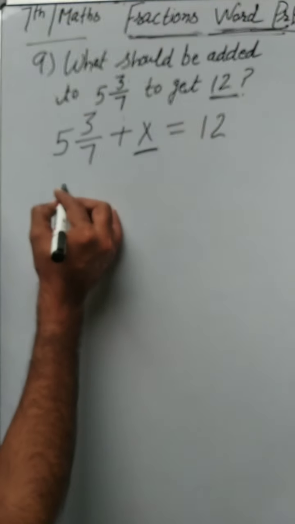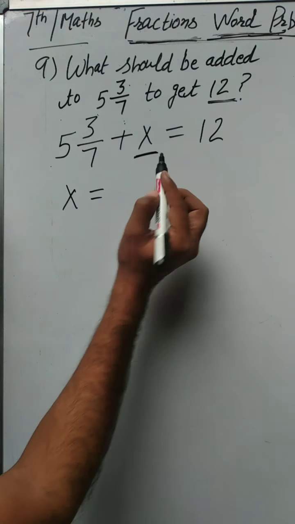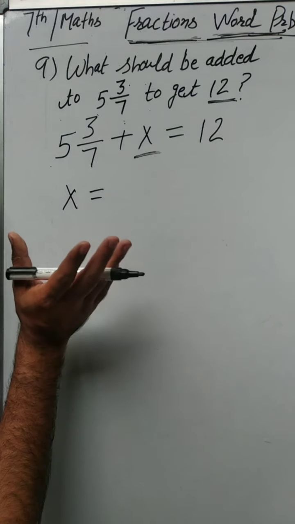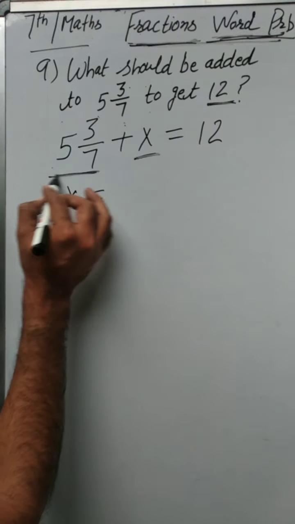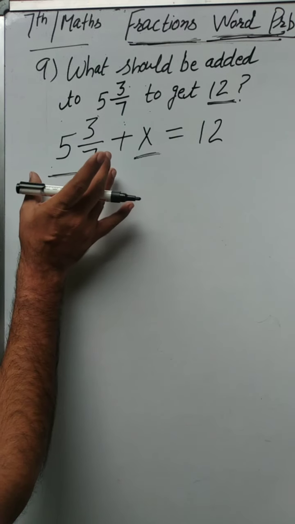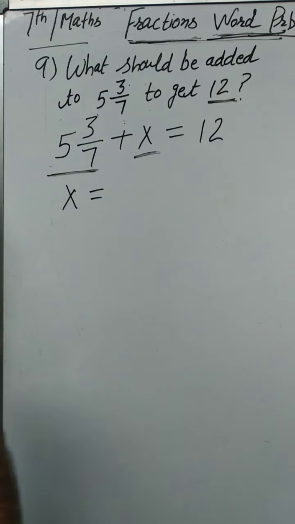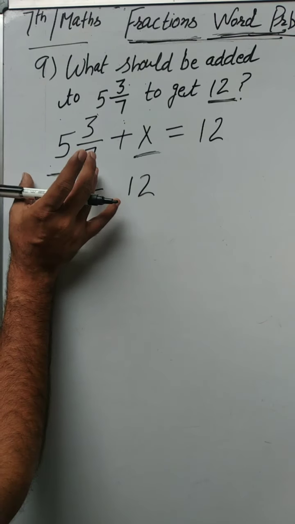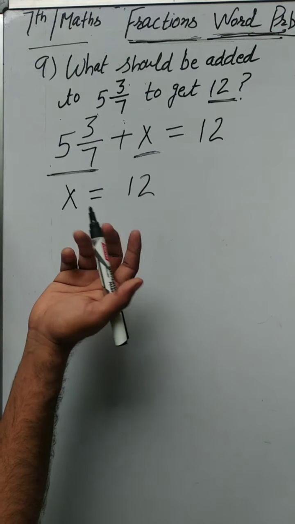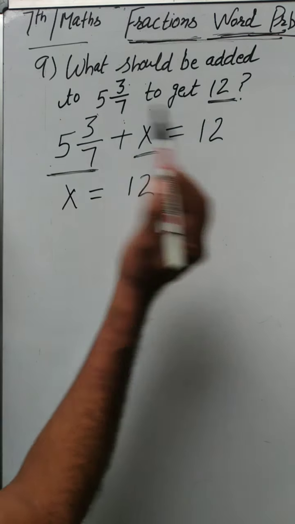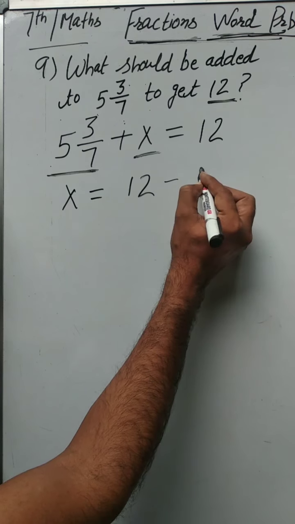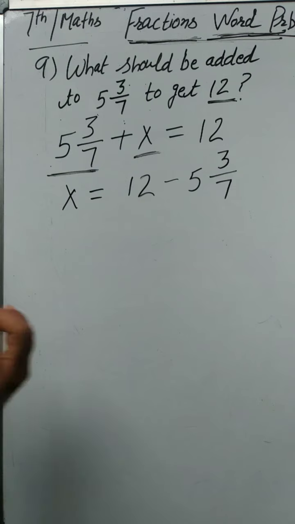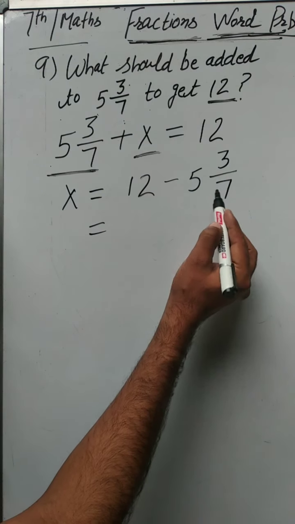So keep x on one side. The quantity which you have to find, keep it on one side, and whatever other numbers are there, move these numbers to the other side of the equal sign. Understood beta? Whenever a number comes to the other side of equal, you know its sign will be changed. Here it is plus, on that side it will come in minus. It becomes 12 minus 5 and 3/7.